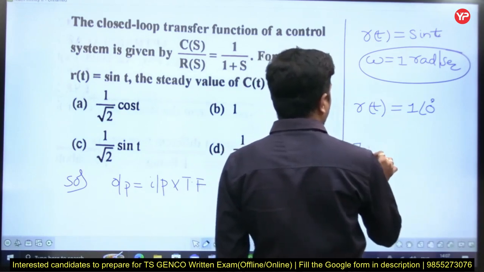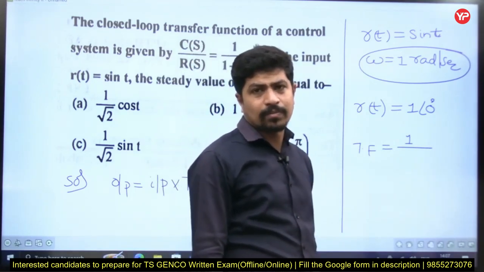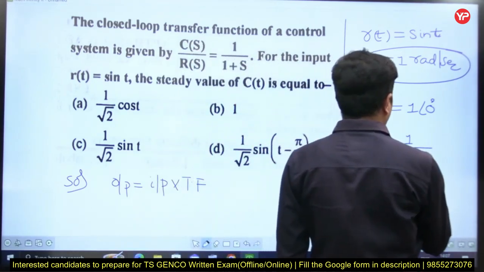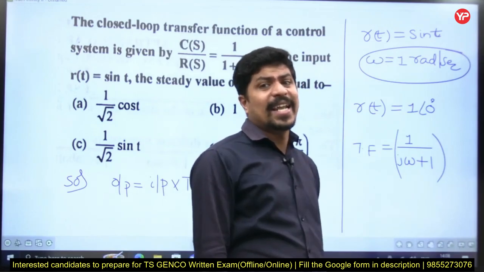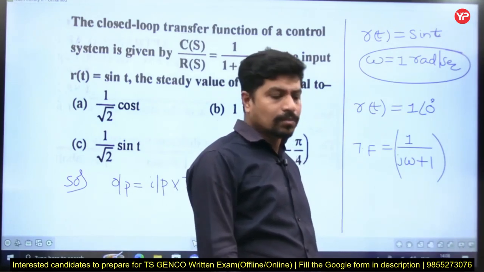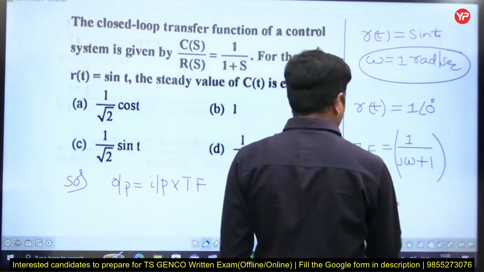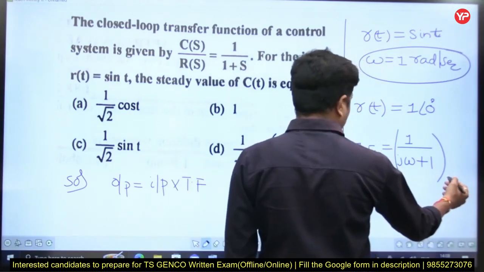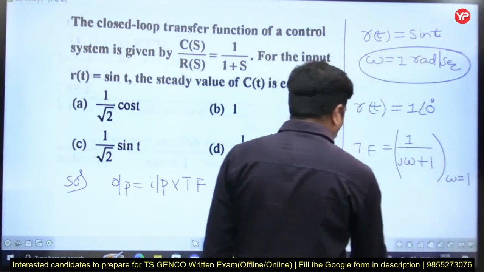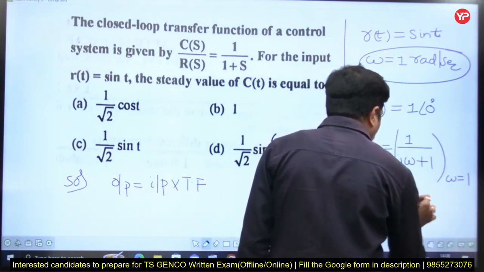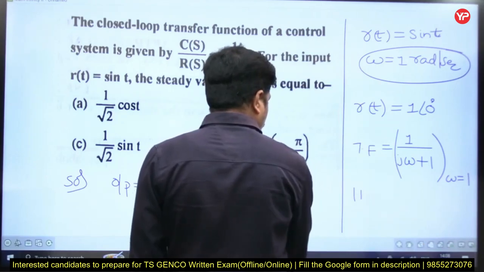Now, transfer function is what? 1 by s plus 1. S can be replaced with j omega. Transfer function is equal to 1 by j omega plus 1. Sir, why is S to be replaced with j omega? Because we are in AC analysis. If your input is sine or cos, or a combination of sine and cos, then S must be replaced with j omega. And we know that omega is equal to 1. Now, what transfer function magnitude am I going to get? Let me write the transfer function, and after that I will write the magnitude and all.